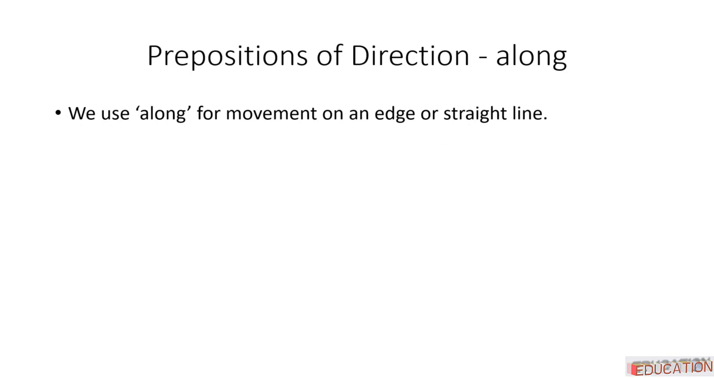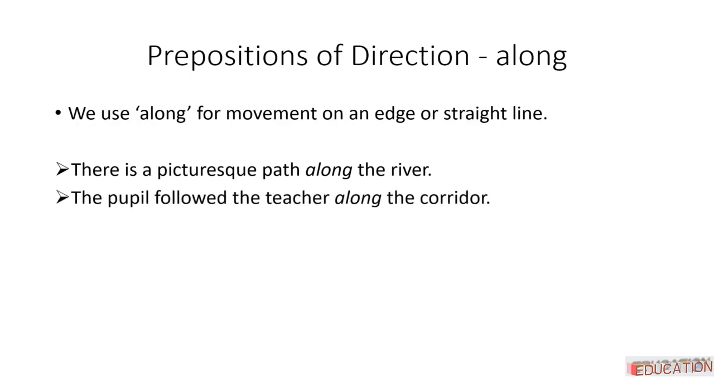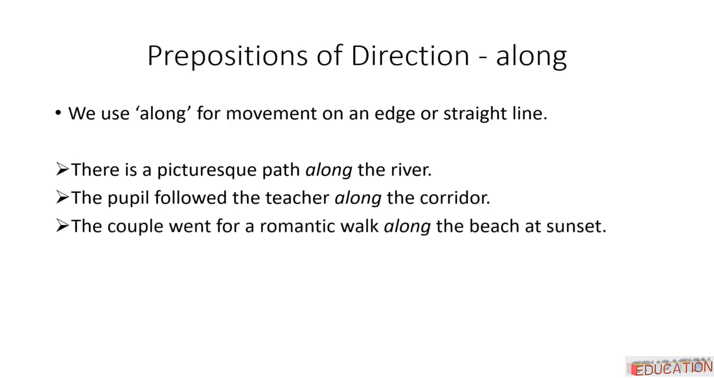And we use the preposition along for movement along the edge of something or in a straight line. So there is a picturesque path along the river. And picturesque is just another word for beautiful, pretty. The pupil followed the teacher along the corridor. The couple went for a romantic walk along the beach at sunset. The coastal road runs along the beach.